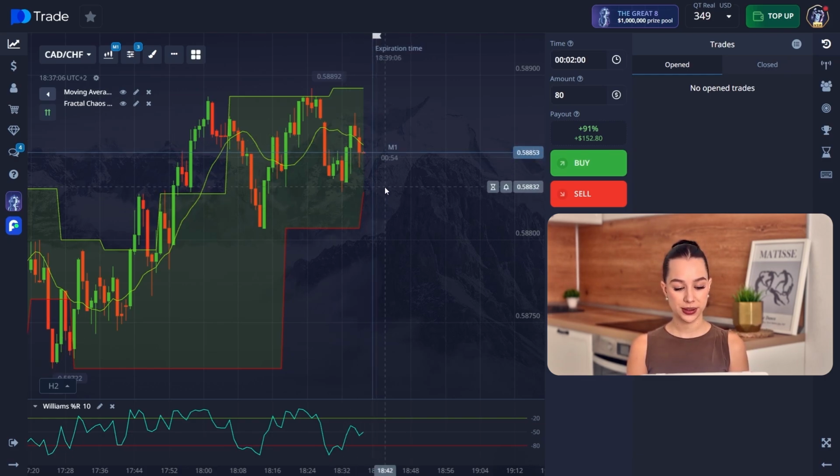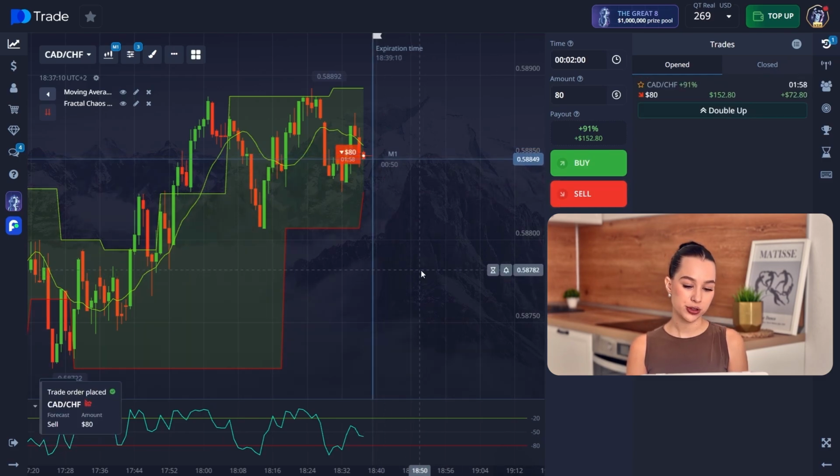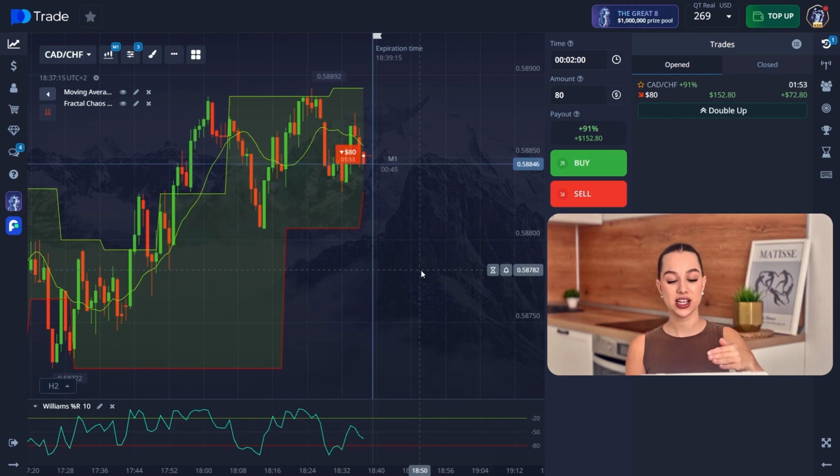So here what we can see, let's open a sell trade for 2 minutes. Here it's pretty obvious. Also, the price is below our moving average line. It hasn't achieved the lower line of the fractal yet, so there's still distance till our support level, and also the line of Williams started going in the lower direction to the oversold zone.